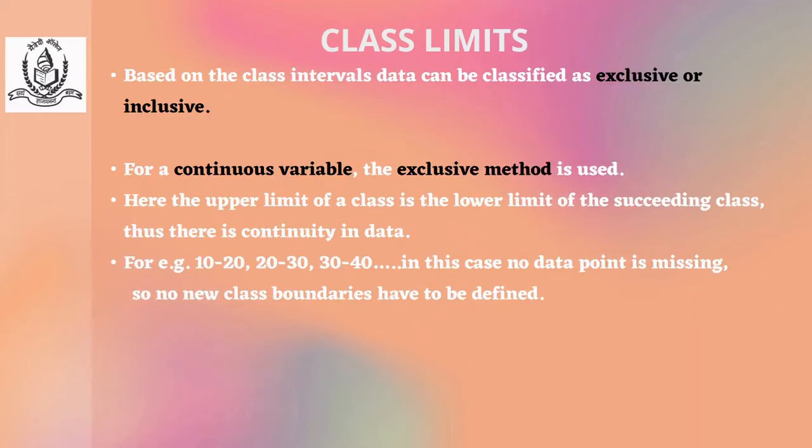Based on the class intervals, data can be classified as exclusive or inclusive. For continuous variables, the exclusive method is used where the upper limit of a class is the lower limit of the succeeding class and thus there is continuity in the data. For example, classes 10 to 20, 20 to 30, 30 to 40. Here, no data point is missing and no extra class boundaries need to be defined.